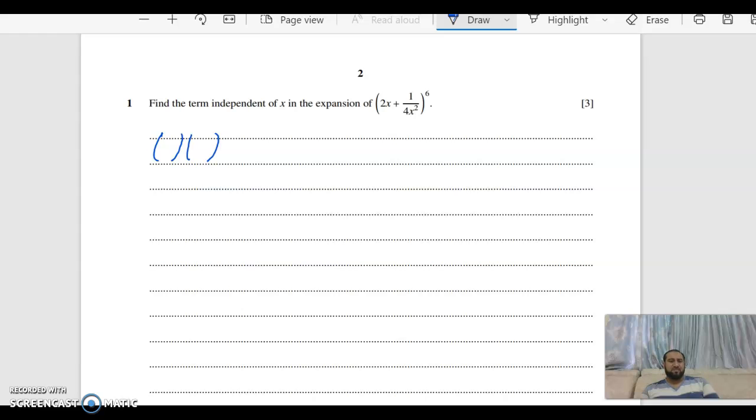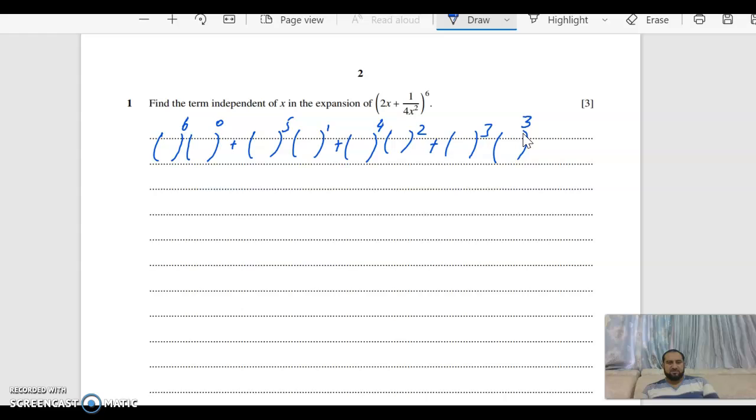So the first one starts with the highest power, 6, and the second one starts with 0. Then it is 5 and 1, then 4 and 2, then 3 and 3. So we can continue in this way.